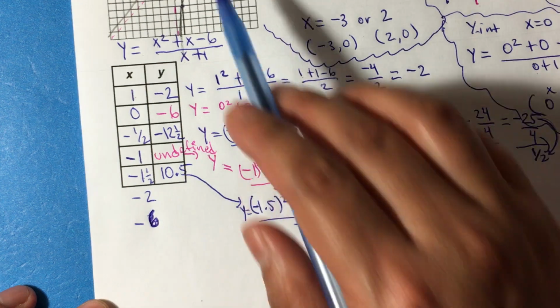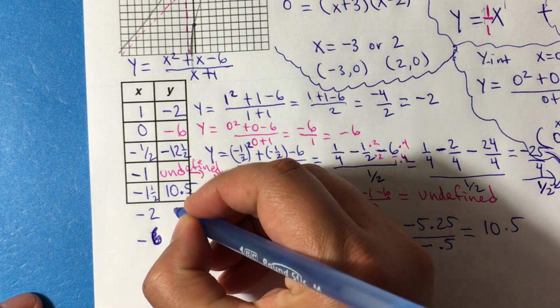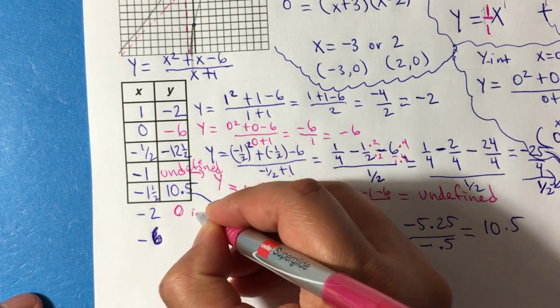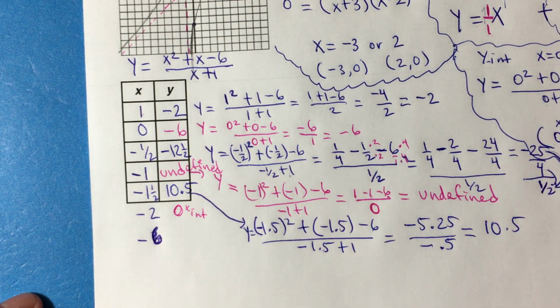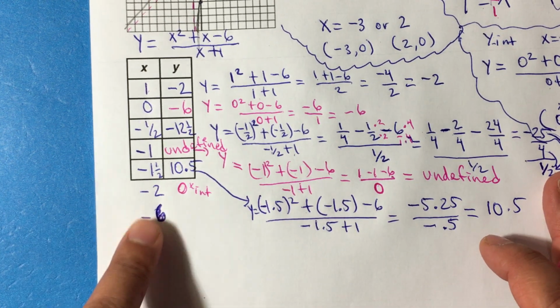The 2, I already know the value because it's one of those x-intercepts, so that will be 0. I'm not going to do it. It is the x-intercept. Okay, and for the last one, negative 6, that's the one that we chose.